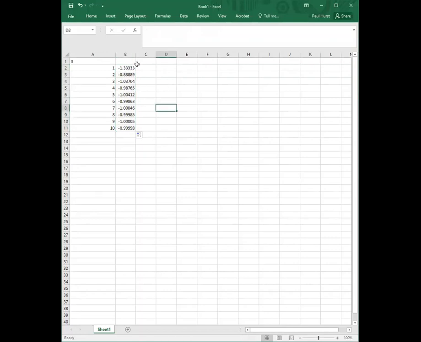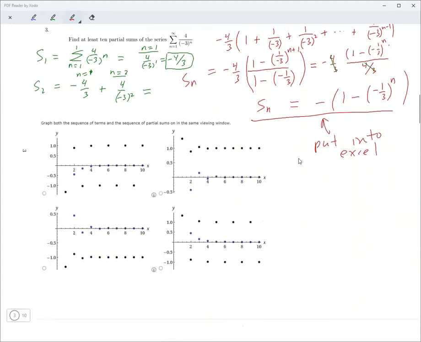Okay, and so those are all the answers right there, rounded off. So basically, I can write them all down right here. Negative 4/3, negative 0.88889, negative 1.03704, negative 0.98765.